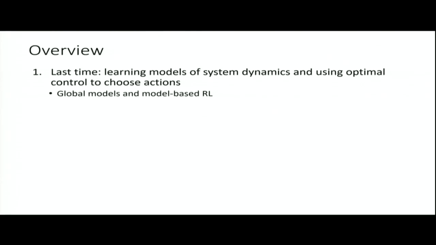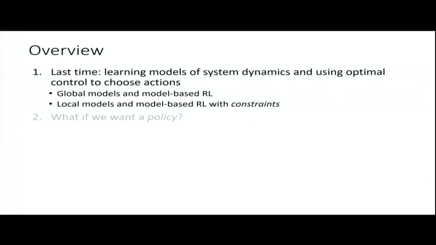So last time we talked about global models and model-based reinforcement learning. We also talked about local models and how you can use local models with model-based reinforcement learning and how it really helps to introduce some constraints so that your modifications actually remain local, so that your local model actually works. But today we're going to talk about what happens if we actually want a policy instead of just a model. Getting a policy has a few advantages.